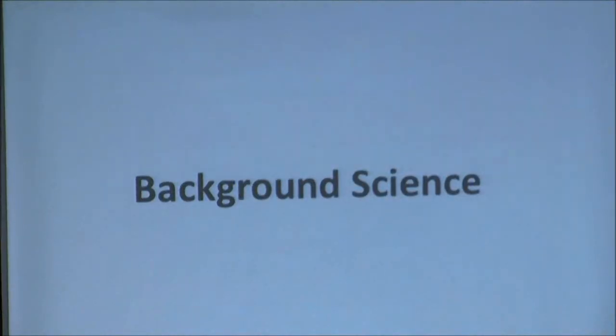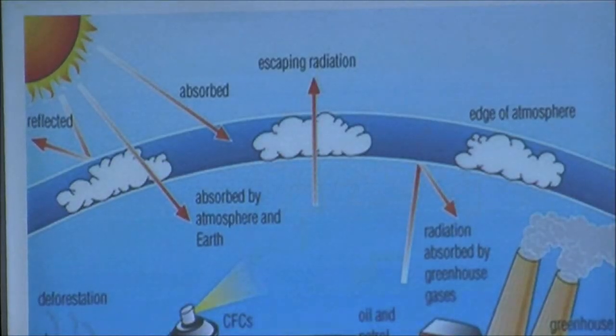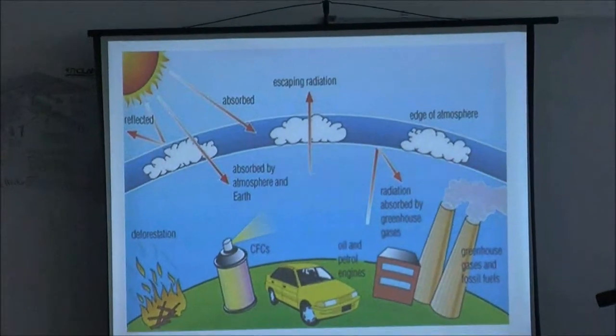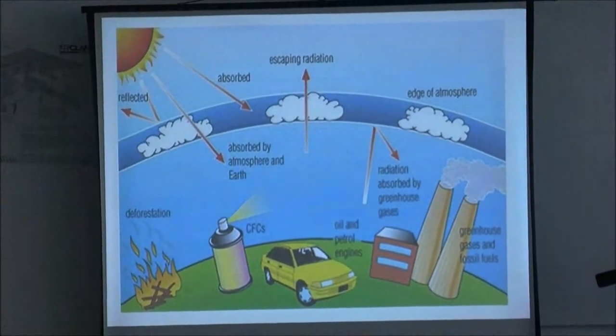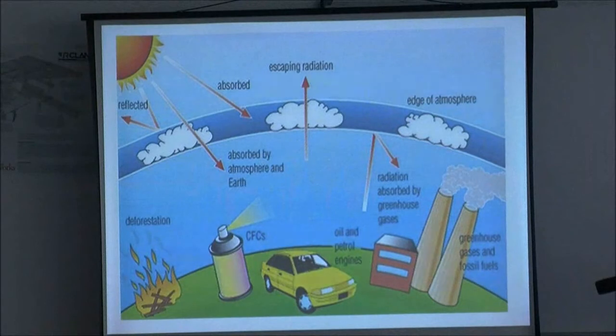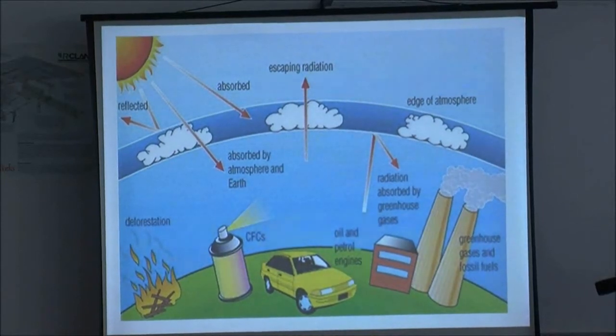Now let's look at some background science. Next one, Derek, please. This slide captures both the pollutants that impact the ozone layer and those that cause acid rain. It shows the sources of pollution on the ground, like CFCs, which come from aerosols, oil and petrol engines, the burning of gasoline and diesel, greenhouse gases and fossil fuels. You see some escaping radiation, and radiation bouncing back because it is absorbed by greenhouse gases and re-emitted.